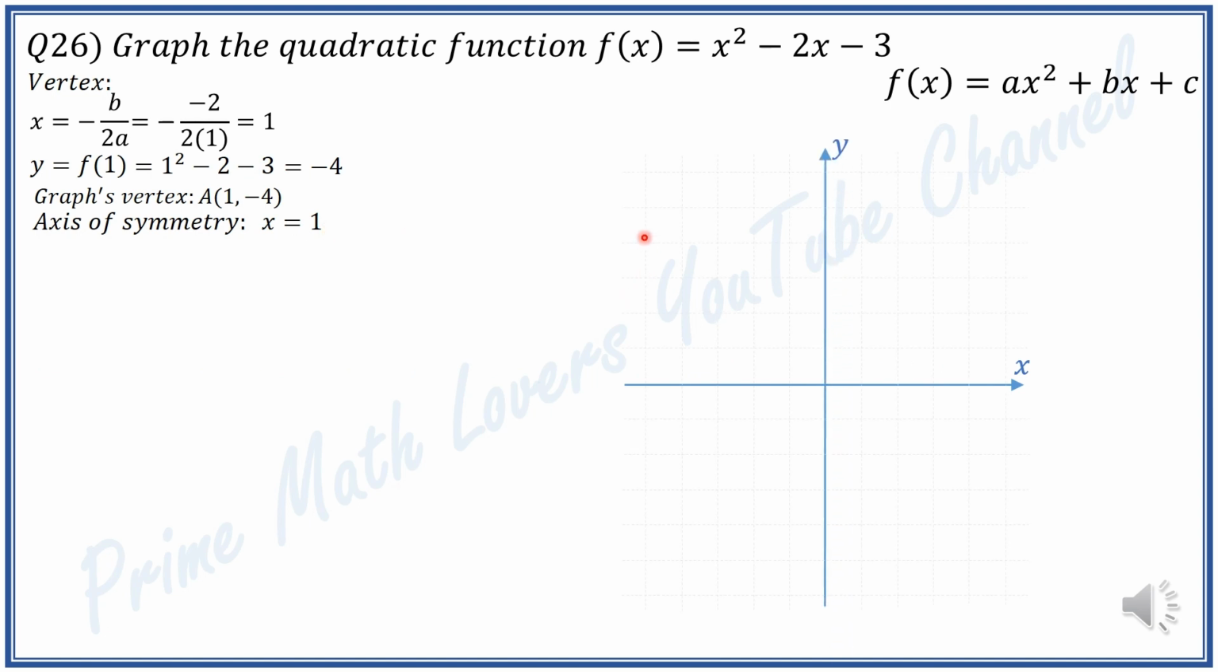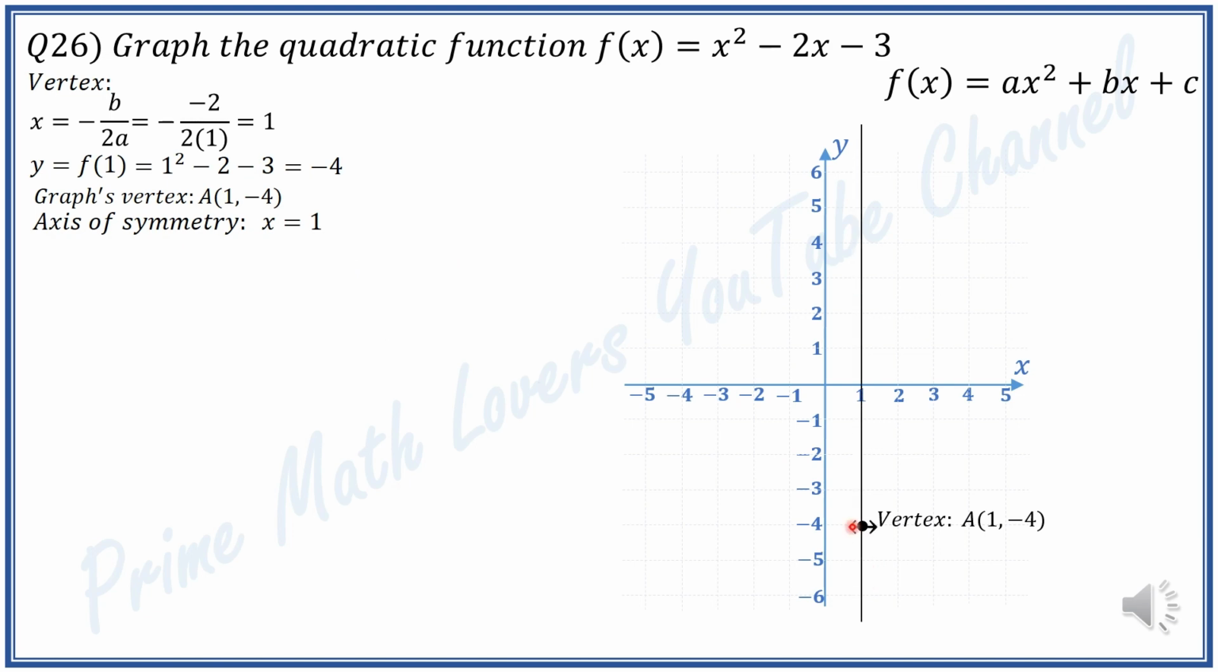On the y-axis, x-axis, and grid, the vertex is 1 and -4. This is the point of the vertex for our graph. And the axis of symmetry, a vertical line, passes through this point. So it will be this line, and the equation for this line is x is equal to 1.